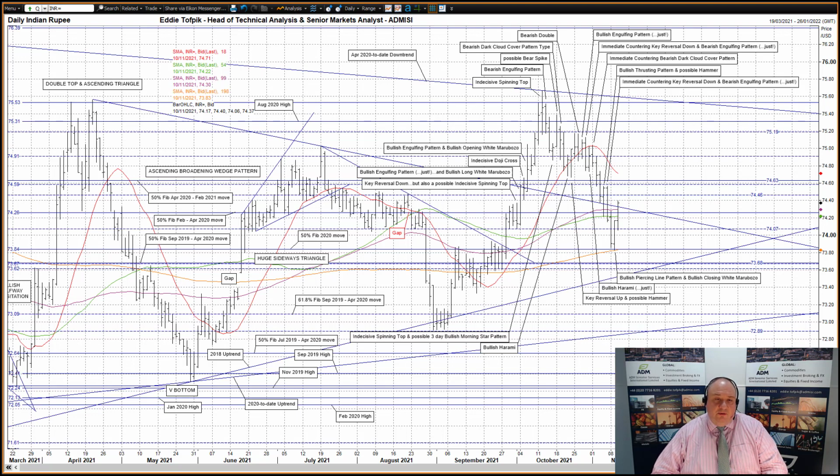US dollar against Indian rupee. A combined bullish piercing line pattern and bullish closing white Marubozu yesterday. Quite a good example of both of those actually. The reasons for the sudden move back up are simple and well telegraphed.